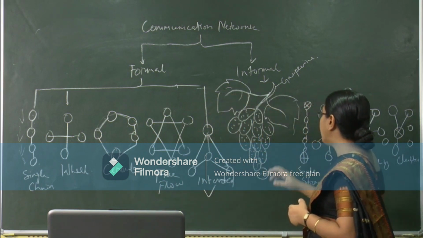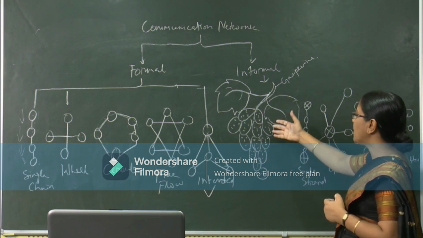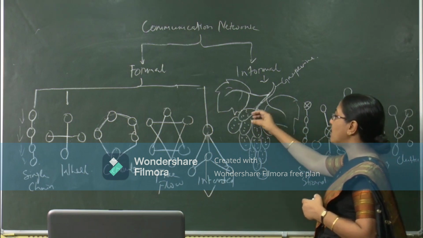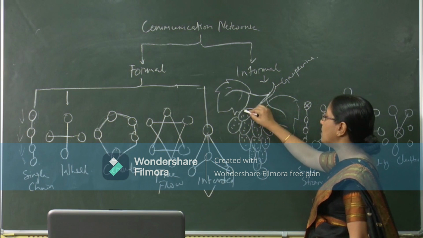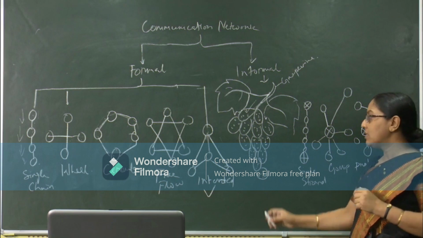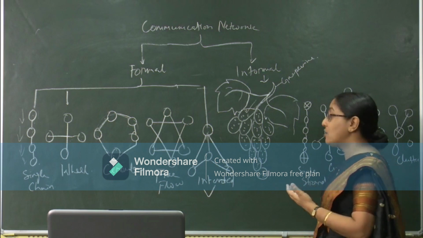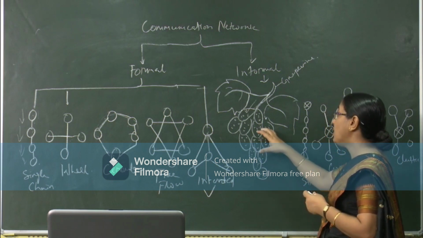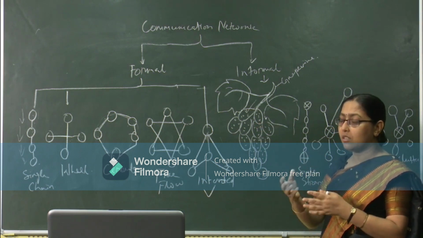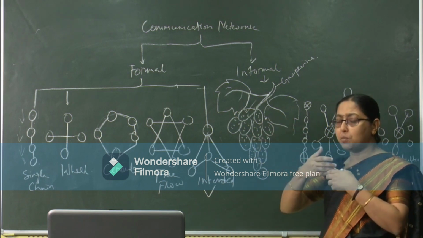Coming to the informal system. In the informal system, the most important communication channel is known as the grapevine. Like grapes, suppose one person comes to know about some information and he will spread the message throughout the office. That is the most dangerous informal system, where people get the information only by word of mouth, you can say gossip, or they get the information and pass it on immediately. It spreads like anything.